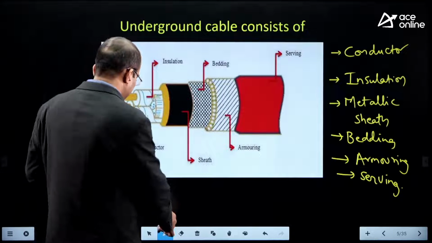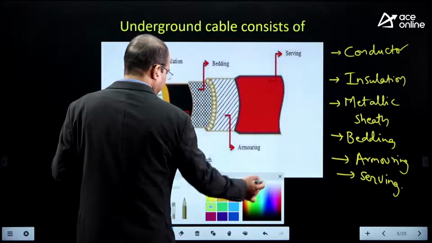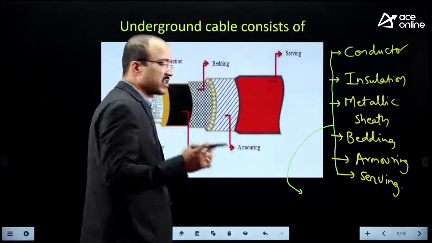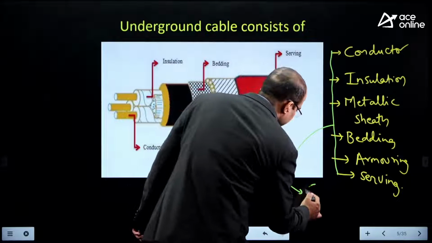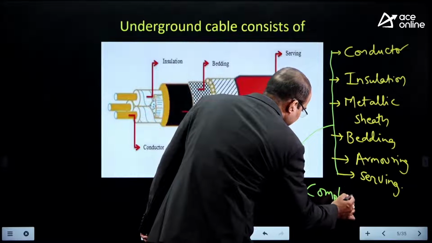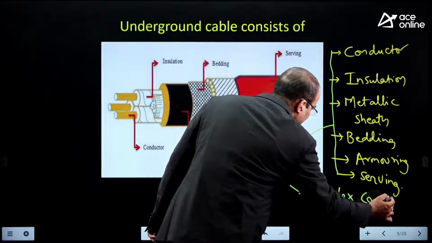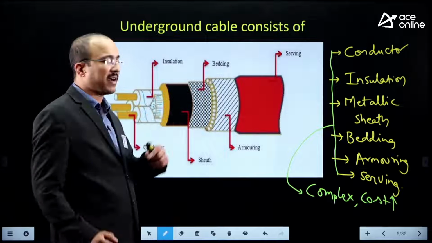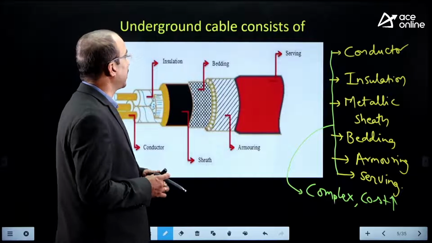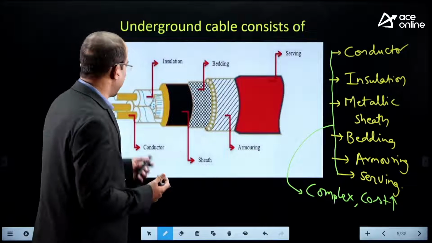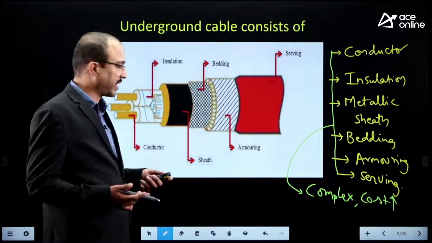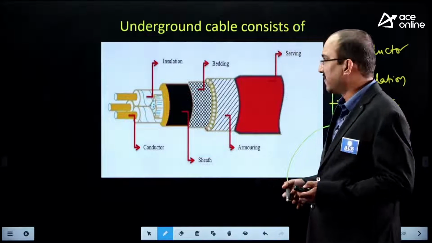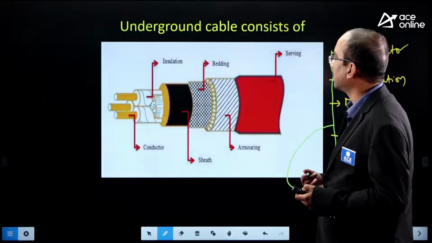So, what is your observation? By observing these elements of underground cable, its construction looks complex, and the cost will also be high, because the insulation is required throughout the length of the line. Now, let us look at the details of underground cable, that is conductor, insulation, sheet, bedding, armoring and serving. One by one, let us try to observe here.